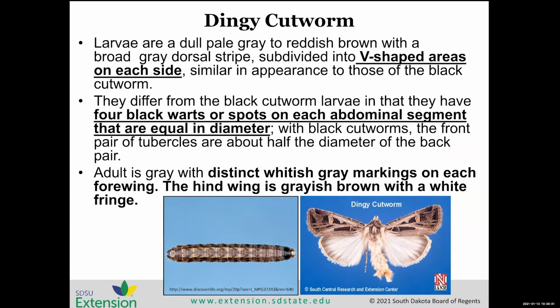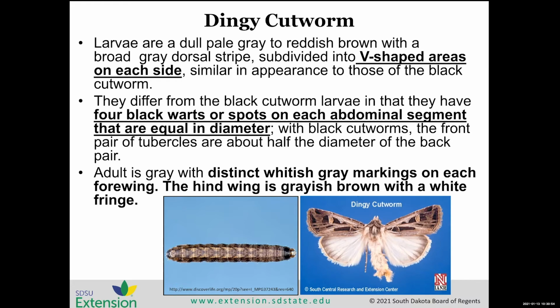Subdivided in V-shaped areas on each side. You really can't see that in this picture, but this dingy cutworm is very similar in appearance to black cutworm. We won't be covering the black cutworm here, but in most cases, it'll be the dingy cutworm in your corn.